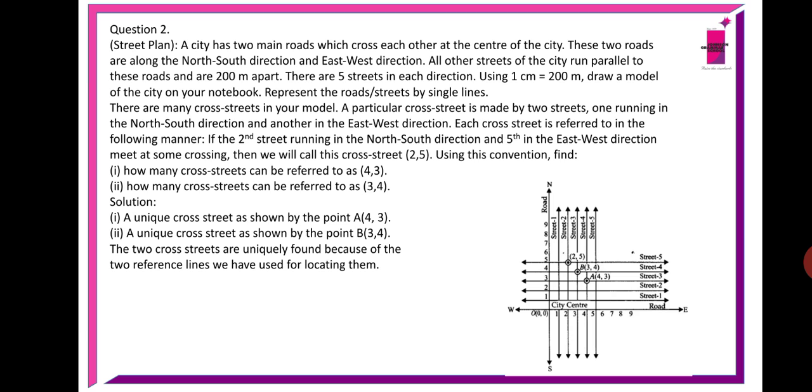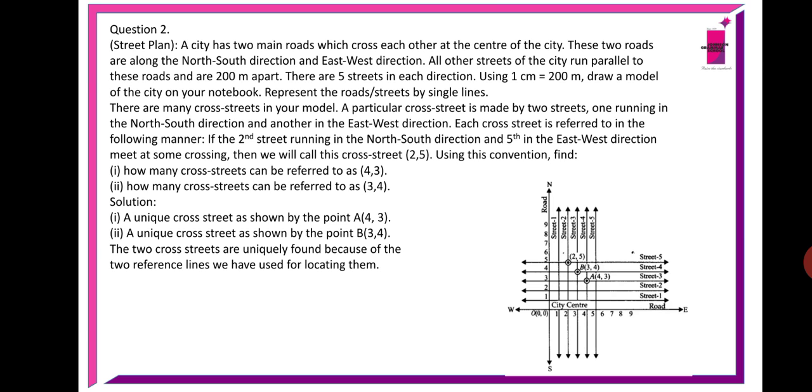There are many cross streets in your model. A particular cross street is made by two streets, one running in the north-south direction and another in the east-west direction. Each cross street is referred to in the following manner. If the second street running in the north-south direction and the fifth in the east-west direction meet at the same crossing, then we will call this cross street (2, 5). Using the convention, find how many cross streets can be referred to as (4, 3) and how many can be referred to as (3, 4).